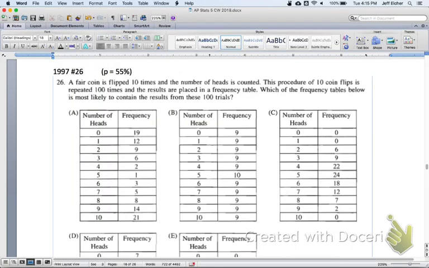This question comes from the 1997 exam, the very first AP Stats exam. It's question number 26. You'll notice here P equals 55% at the top. That means that only a little over half of the students, 55%, got this question right. So pause this video, go ahead and read that and see which answer option you would choose. Go ahead and pause the video.